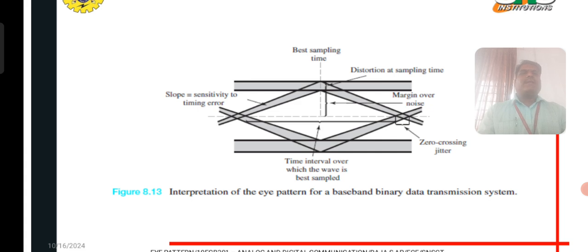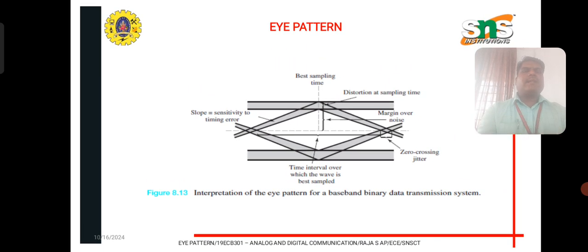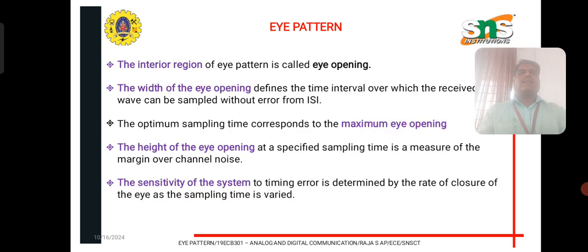In the eye pattern, the important criteria are the best sampling time, margin over noise, sensitivity to time error, and the distortion at sampling time, zero crossing jitter. So these four parameters are very important for any signal transmission.